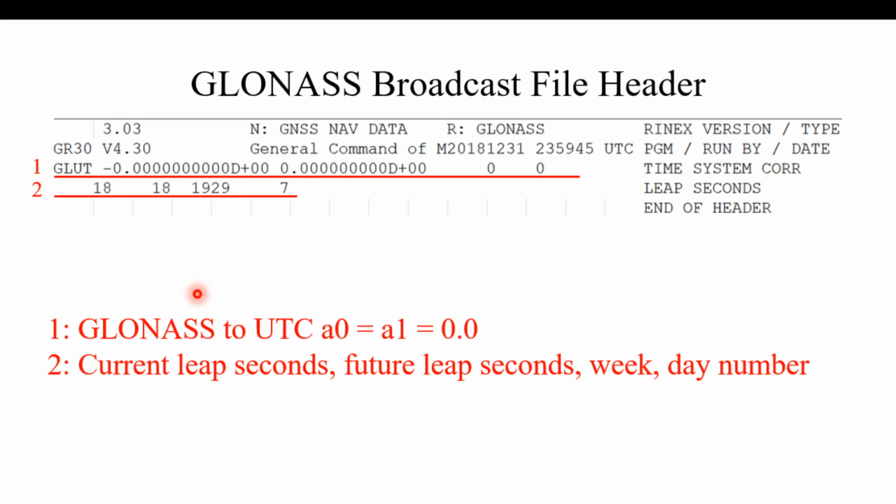In the header file, the time system for the GLONASS to UTC conversion, as you see the polynomial parameters, these parameters are 0. This means that, different from the GPS systems and other systems, Galileo and Beidou, GLONASS uses the Universal Time Coordinated system, UTC time. So that's why there is no need for the conversion. There is also a leap second line here, so the necessary information is included.